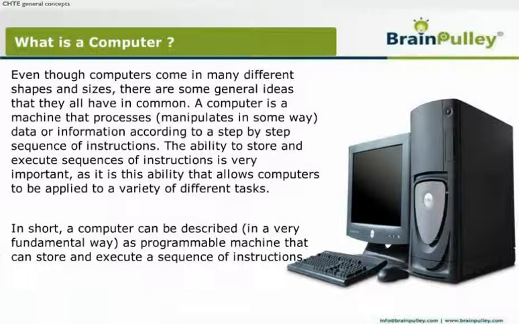However, while this definition may be technically accurate, most people use the word computer in a broader sense that refers to the programmable machine, its storage devices, its monitor, keyboard, mouse, and a host of other attachments.